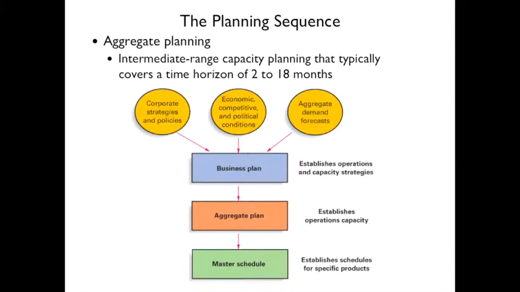So here's sort of the planning sequence. You start over here with corporate strategies and policies. You take a look at the economic, competitive, and political conditions. You aggregate demand forecasts. That all goes into your business plan, where you establish operations and capacity strategies. From there, that goes into the aggregate plan. This establishes operations capacity. And then the master schedule establishes schedules for specific products.